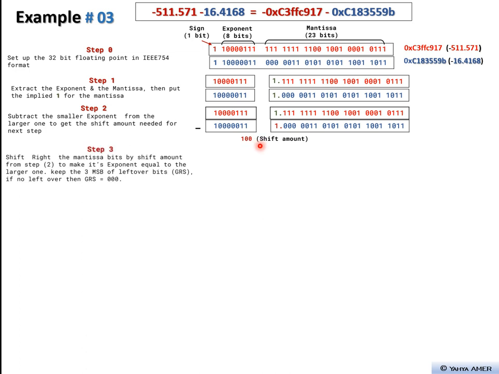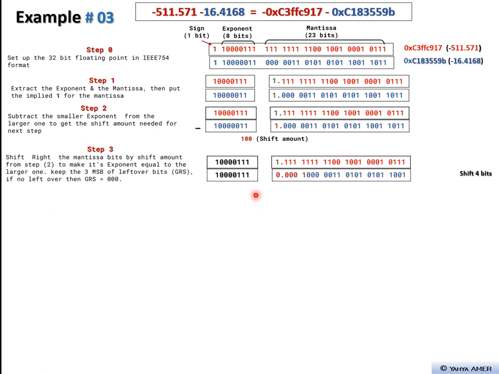In this case, again, it's 4. This 4 is the right shift amount needed for this mantissa because its exponent is the smaller one. So we're going to right shift this mantissa 4 places to the right, and we increment the value of this exponent to be equal to this one. Okay, now the shifting is straightforward.